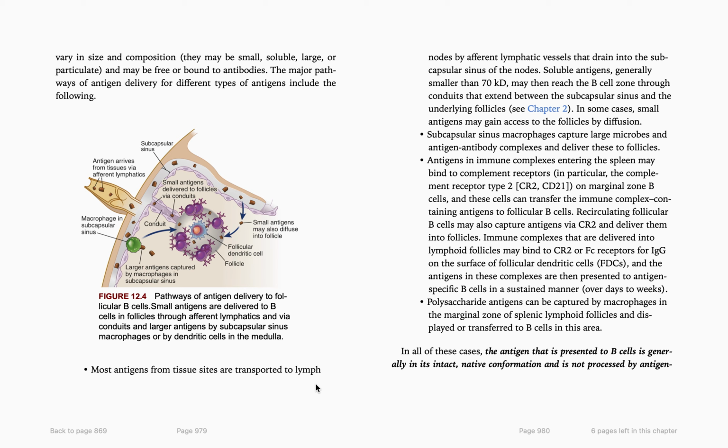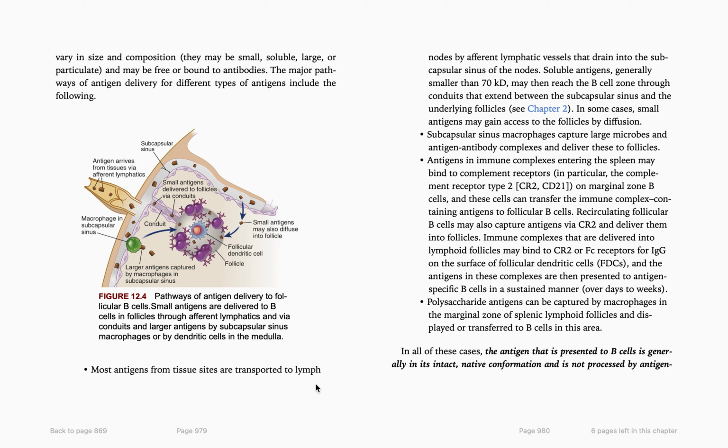Recirculating follicular B cells may also capture antigen via CR2 and deliver it into the follicle. Immune complexes that are delivered into the lymphoid follicle may bind to CR2 and Fc receptor for IgG on the surface of follicular dendritic cells. The antigen in those complexes is then presented to antigen-specific B cells in a sustained manner over days to weeks. Polysaccharide antigen can be captured by macrophages in the marginal zones of splenic lymphoid follicles and displayed or transferred to the B cell in this area.